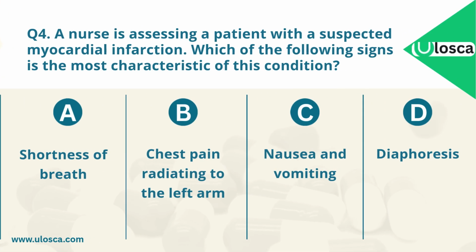Question 4. A nurse is assessing a patient with a suspected myocardial infarction. Which of the following signs is the most characteristic of this condition? A. Shortness of breath. B. Chest pain radiating to the left arm. C. Nausea and vomiting. D. Diaphoresis. Which one is the correct answer?